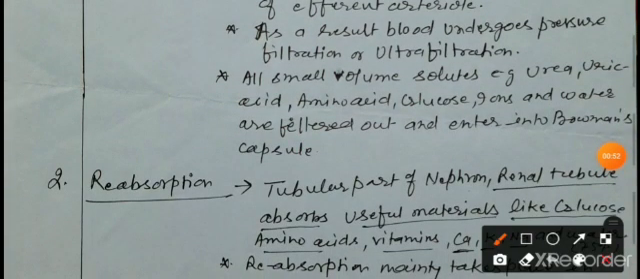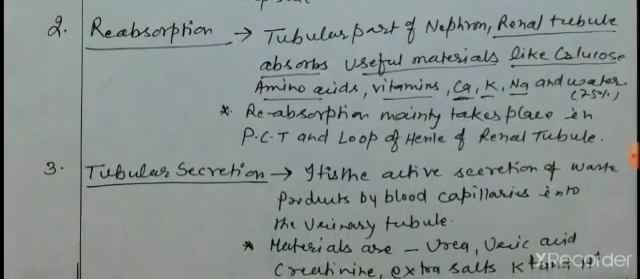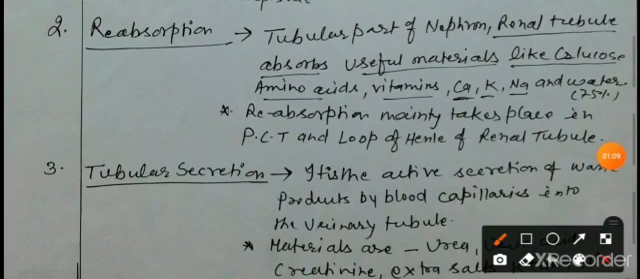The second step is the reabsorption. Tubular part of nephron, which is the renal tubule, absorbs useful materials which are glucose, amino acids, vitamins and some of the ions which are calcium, potassium, sodium, along with high amount of water. These all are reabsorbed mainly into proximal convoluted tubule and in loop of Henle of renal tubule.